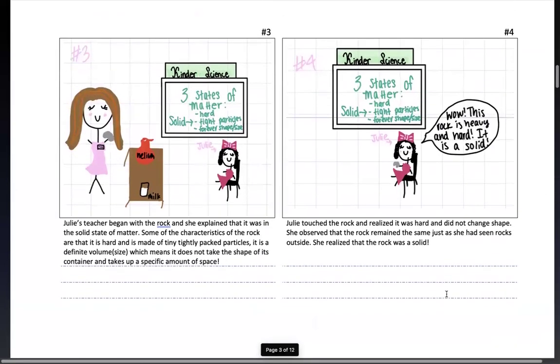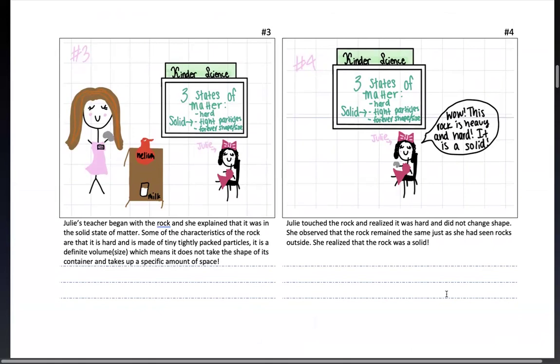Julie's teacher began with the rock, and she explained that it was in the solid state of matter. Some of the characteristics of a rock are that it is hard and it is made of tiny, tightly packed particles. It is a definite volume size, which means it does not take the shape of its container and takes up a specific amount of space.